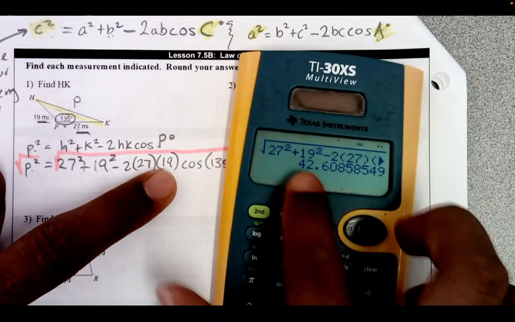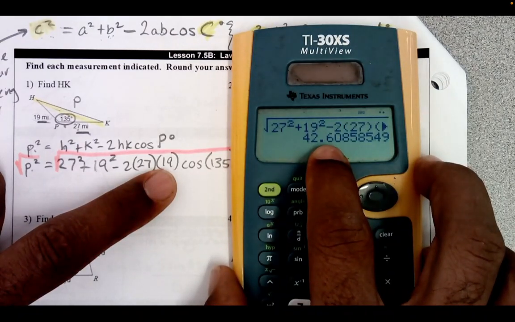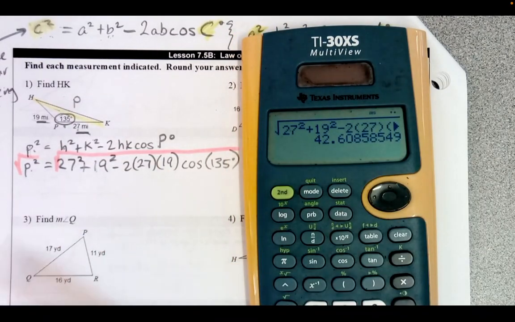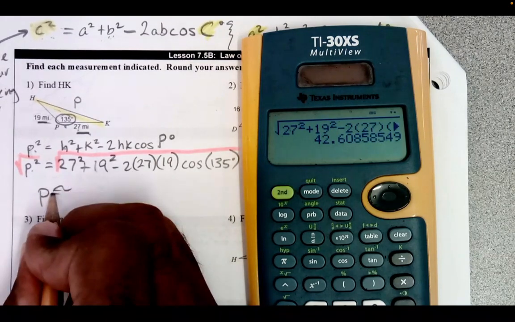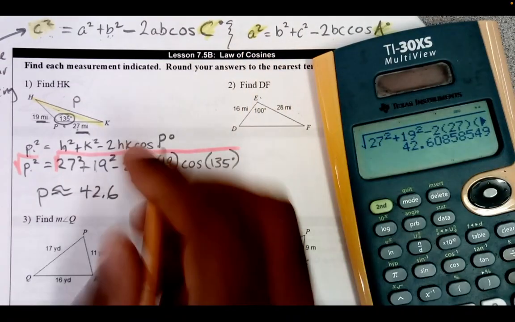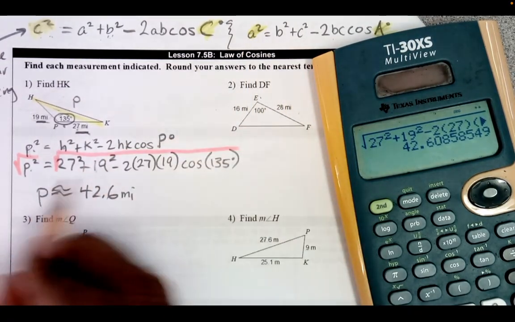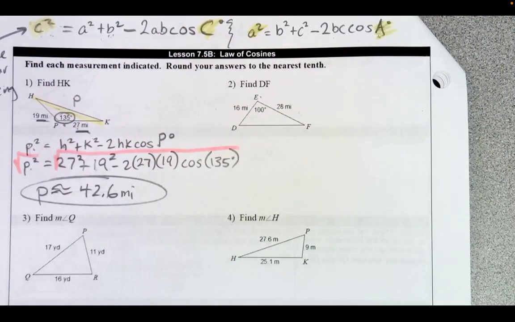Okay, so then I got 42 point, let's see, what are we rounding to? The tenth, so 42.6. So that is the missing side. So P is approximately 42.6 miles. Okay, so that's the case if I'm looking for a side.